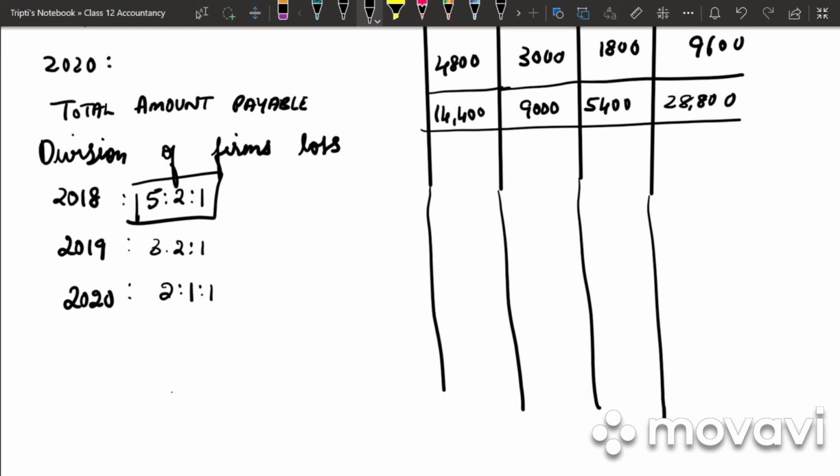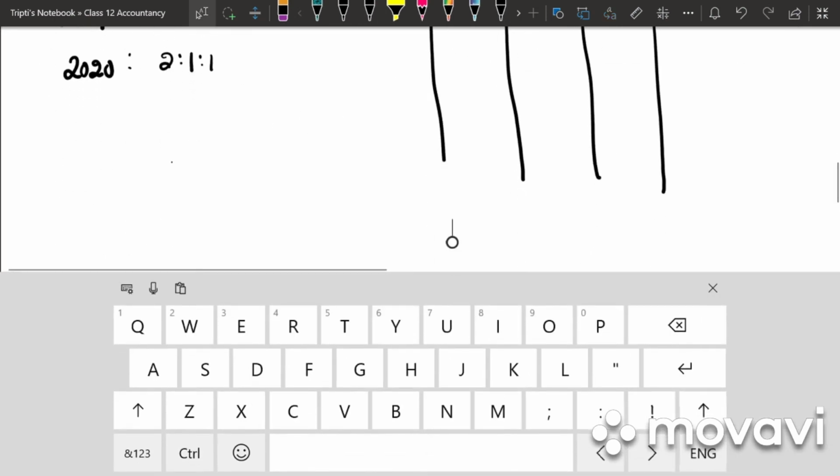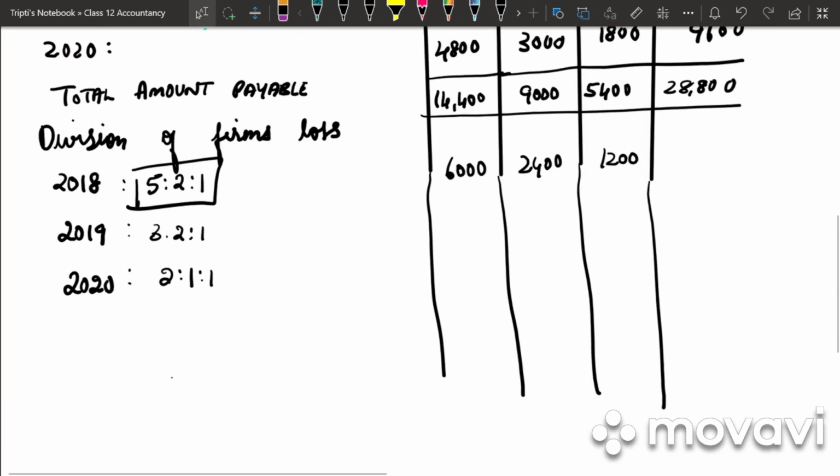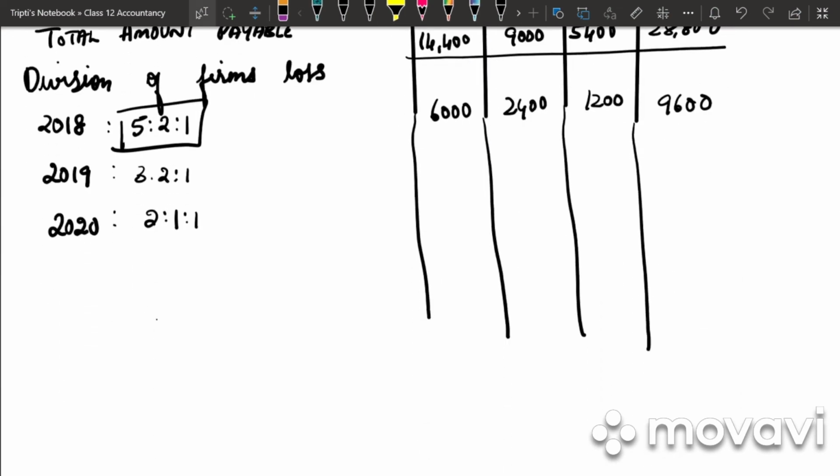So 9,600 into 5 by 8 we get 6,000. 9,600 into 2 by 8 we get 2,400. 9,600 into 1 by 8 we get 1,200. So the total will be 9,600. The second year's interest on capital is again 9,600, but we will be dividing it in the ratio of 3:2:1.